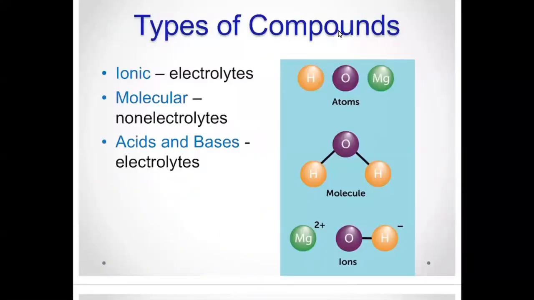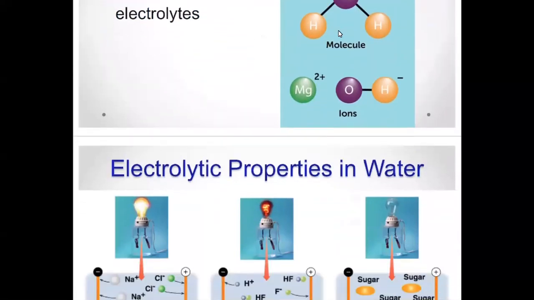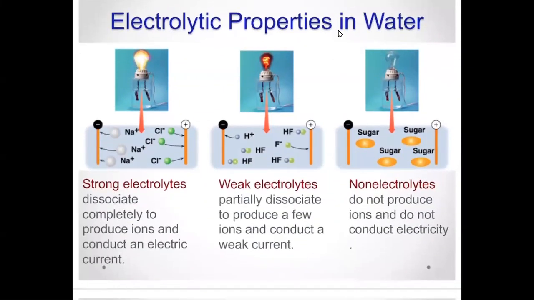In this video, you will learn about different types of compounds, mainly ionic versus molecular, and then we'll talk about acids and bases in a later video. One way to differentiate between ionic versus molecular is whether or not they can conduct electricity. So strong electrolytes will conduct electricity very strongly. So you will see that the light bulb goes on.